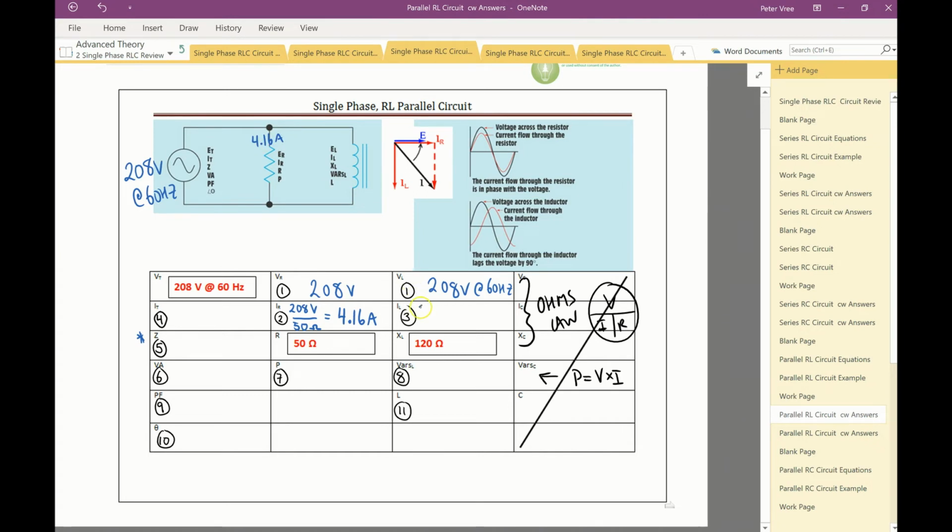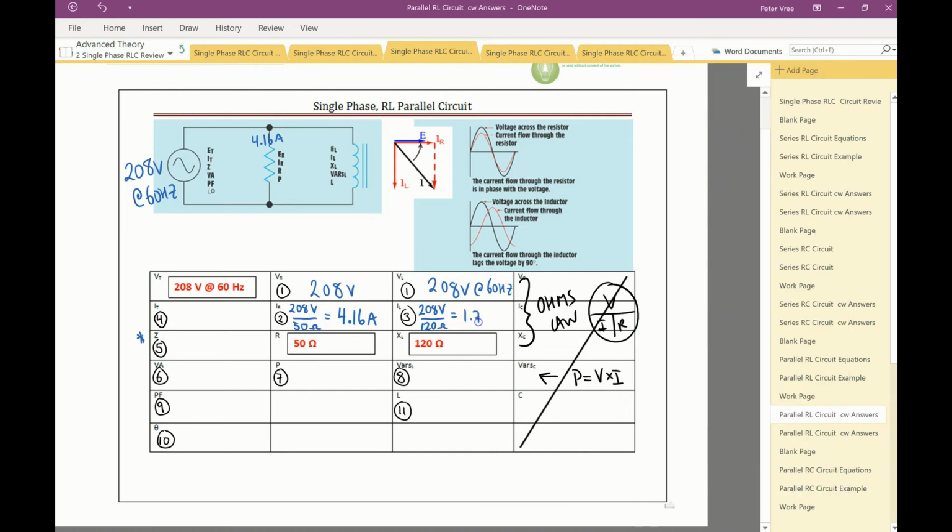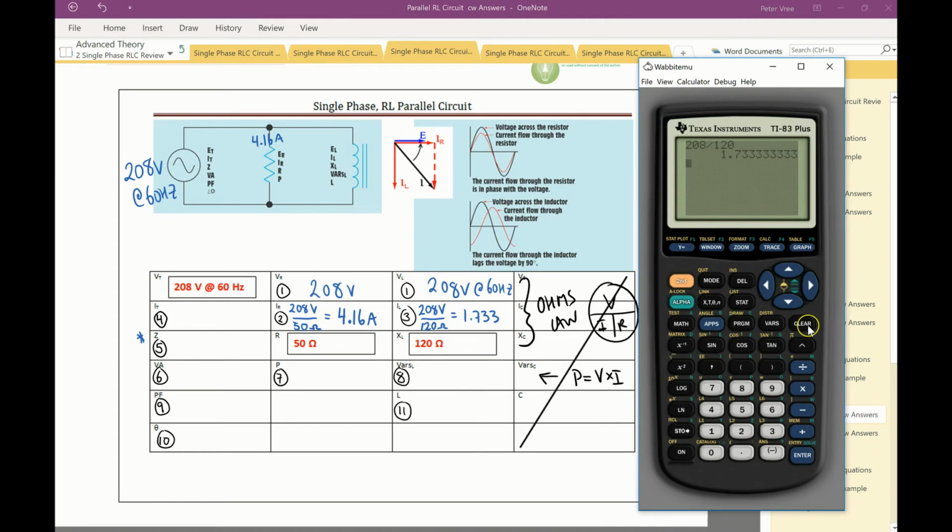Okay, next one is 2.8 divided by 120 ohms. And let's see what that gives us. 1.733. And I just said that I was going to use 3 decimal places, and then I didn't listen to myself. Let me just go back and do that 2.8 divided by 50. Oh, okay, that was 4.16. Okay, excellent. Just making sure, because if we keep 3 decimal places, then it will be closer all the way through.